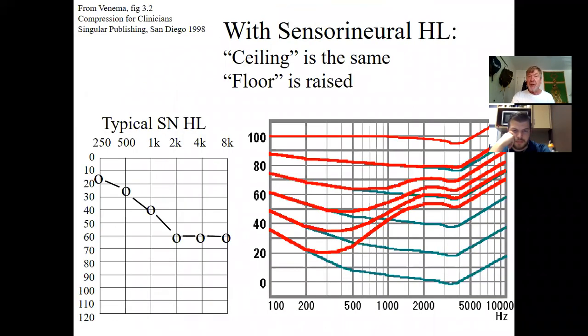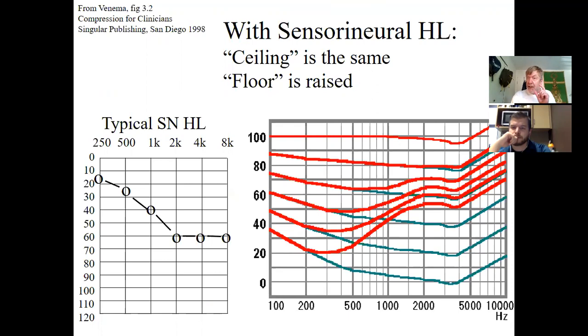Here's another picture showing you. Here's a typical sensory neural hearing loss. Outer hair cell death, mostly in the high frequencies. Good hearing in the low frequencies, you can hear like at 15, but poorer hearing in the high frequencies. Now you're looking at it in terms of dB SPL. Here's that bottom curve. And look, his floor of hearing has gone up. But the loudness ceiling tolerance hasn't changed. So his dynamic range is smaller.